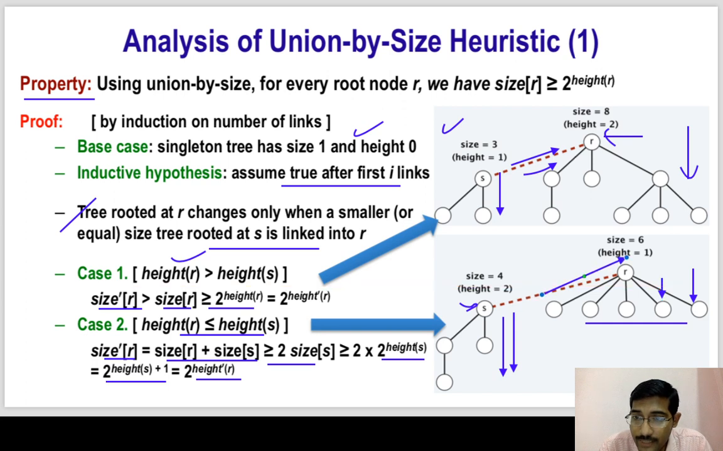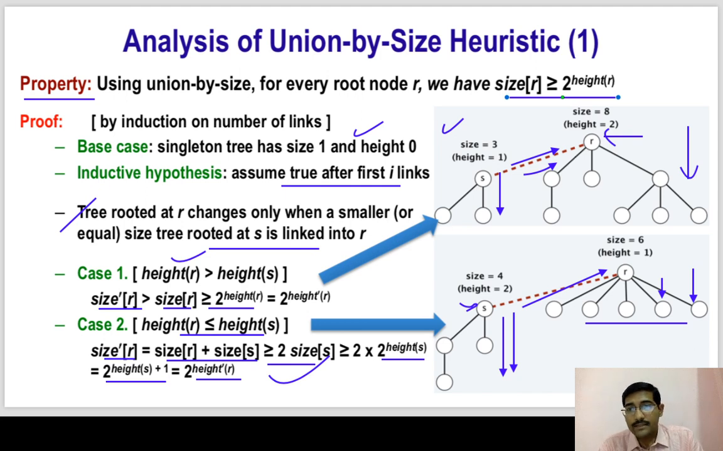Now when you link this edge from S to R, you obviously increase the height by 1, and that is why this inequality holds. And hence we have proved that for a particular root node R, the size of the elements in the disjoint set that is represented by that root R is at least 2 to the power height of R. And you can easily assume that this has very interesting ramifications with the find set operations.